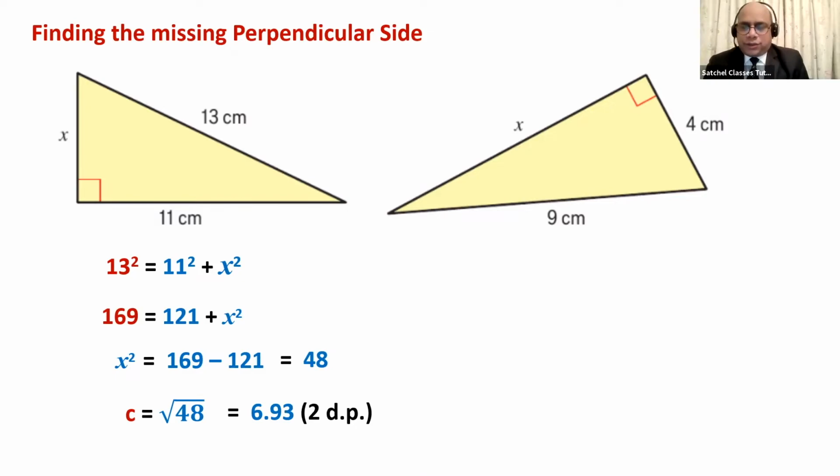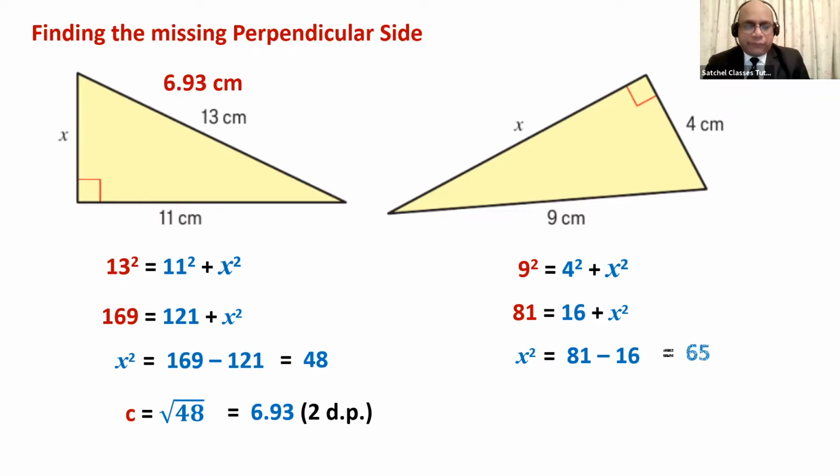What about the next question? In the next question, as you can see, the hypotenuse is 9 centimeters because that's what is opposite 90 degrees. So if I apply the Pythagoras theorem, I would get 9 squared, which is the hypotenuse squared, should be equal to 4 squared plus x squared. 9 squared is 36. Oh, sorry, 9 squared is 81. My bad. 4 squared is 16. So x squared will be equal to 81 minus 16, which is 65, or x would be the square root of 65, which is 8.06 centimeters, rounded to two decimal places.